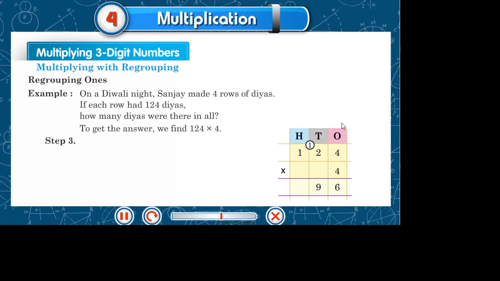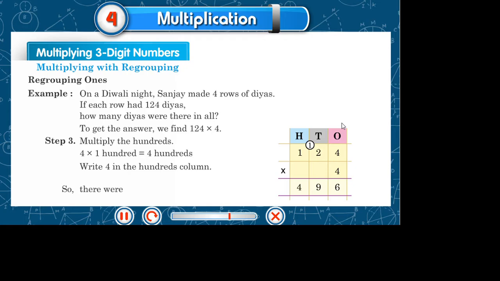Step 3. Multiply the hundreds. 4 into 100 equal to 4 hundreds. Write 4 in the hundreds column. So there were 496 diyas in all.